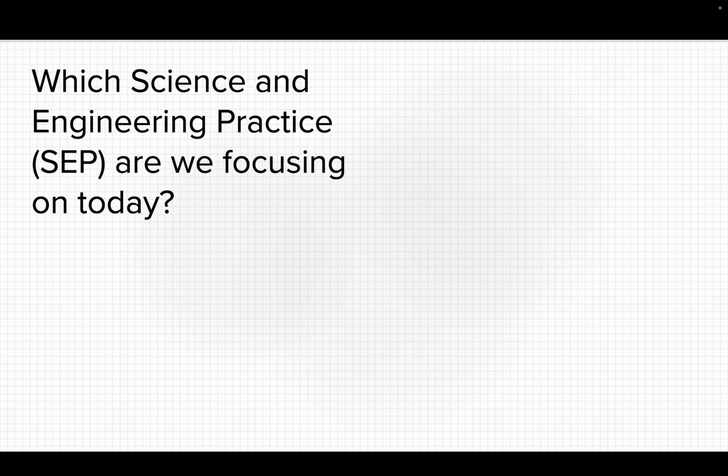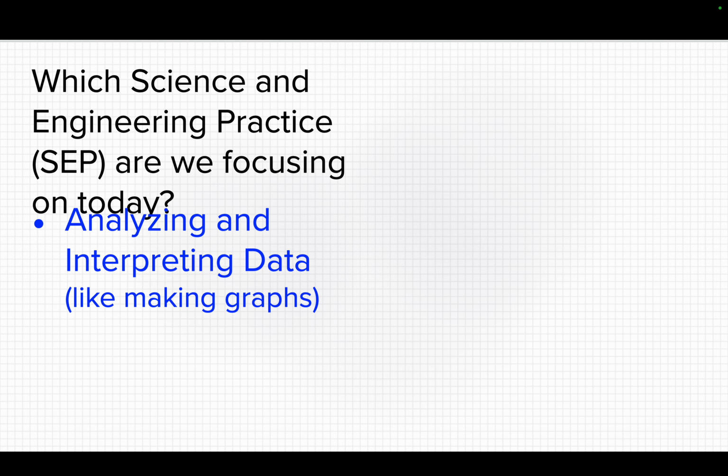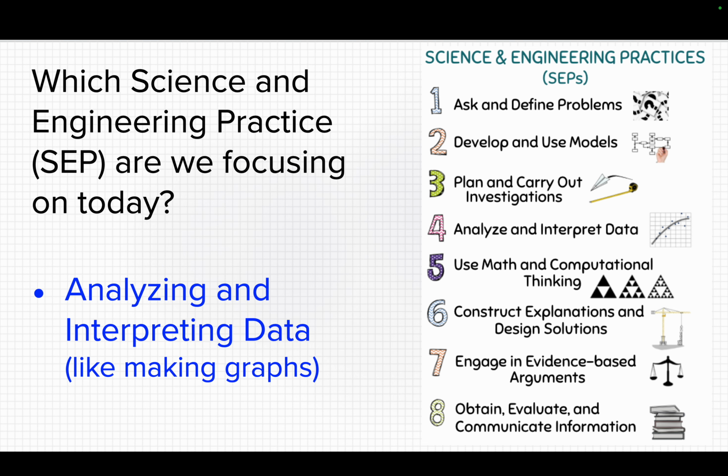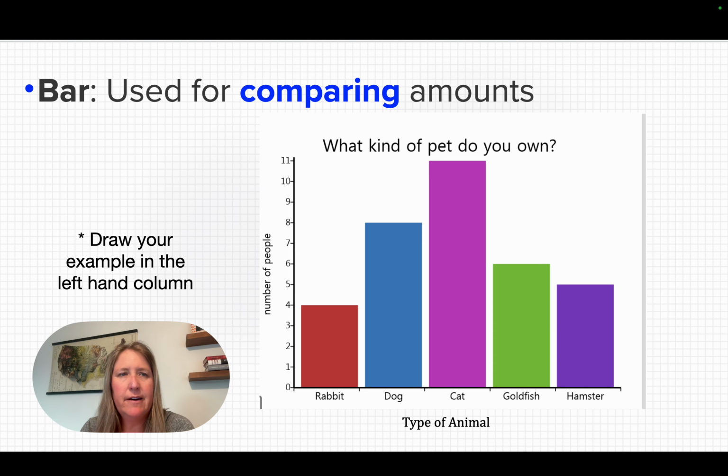Okay, so if we are doing graphing today, we are going to be focusing on analyzing and interpreting data. Here's all of our SEPs, but this is the one that we're going to be focusing on. All right, so for your notes, the way that we do notes in science is I don't make you write every single word. We really just have you write a few words per page so that you can focus on what is being said and comprehending rather than scrambling to write it all. So in these notes, you'll see the words that you need to write are in blue.